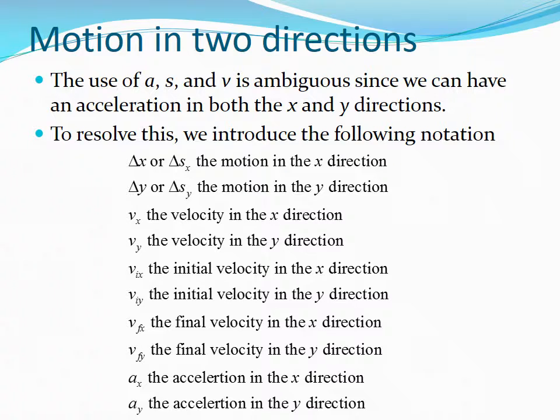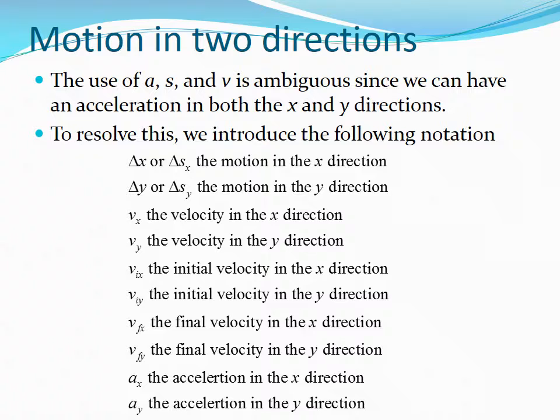The use of a, s, and v is ambiguous since we can have motion in both the x and y directions. We need to improve our notation so that we avoid confusion. We introduce the following notation. Delta x, or delta s sub x, is the motion in the x direction. Delta y, or delta s sub y, is the motion in the y direction.